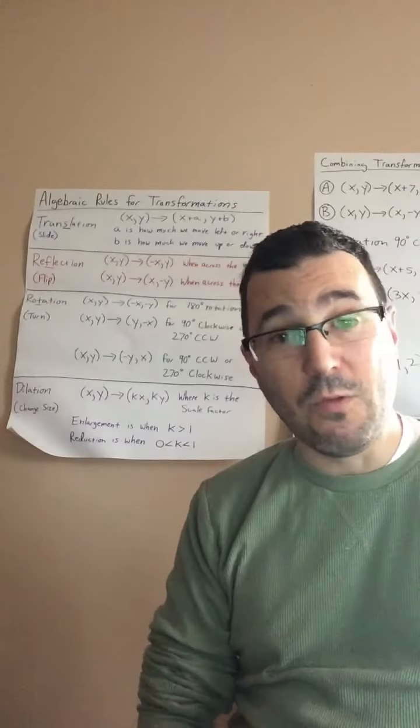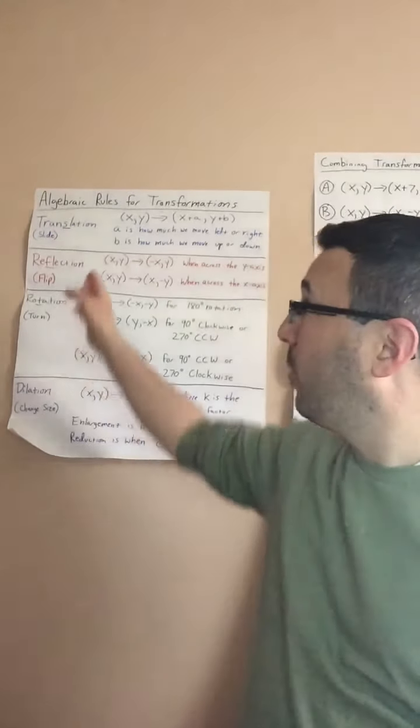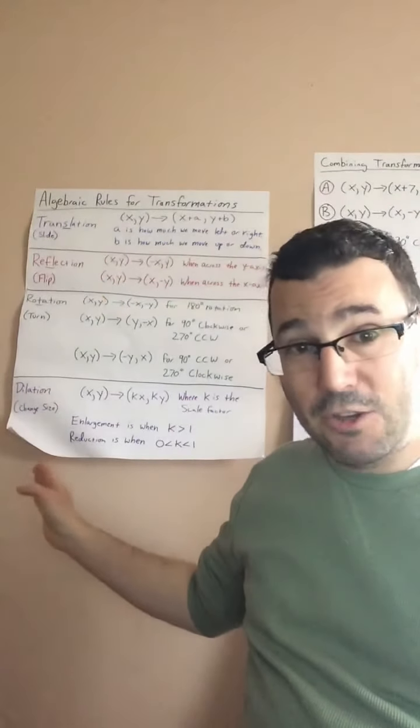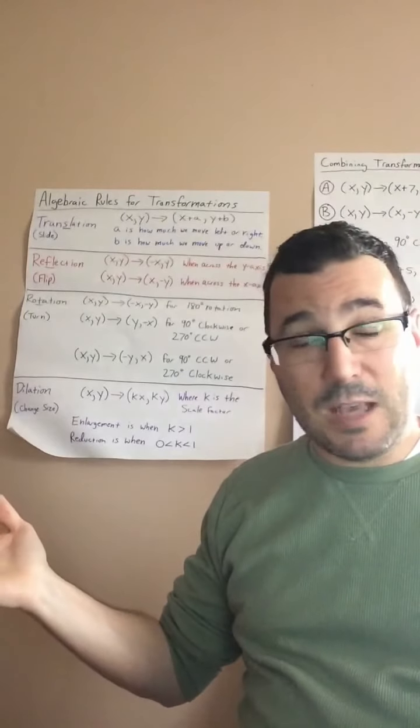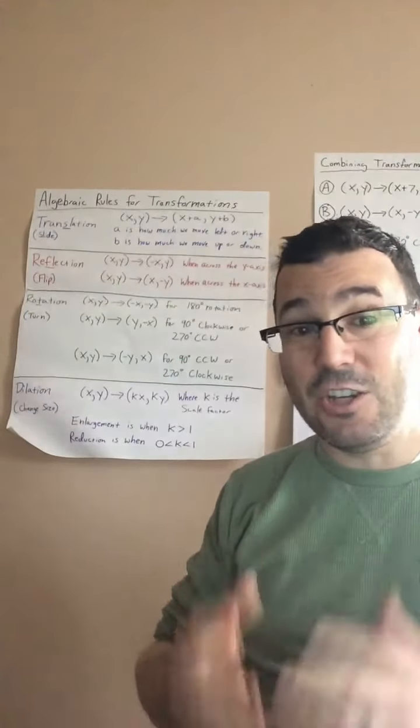If you remember congruent figures, they are the same shape and size, all right? Because we're only doing a translation, reflection, and a rotation. Once we throw a dilation in, then the size changes, so it's no longer congruent. It's not the same size and shape.